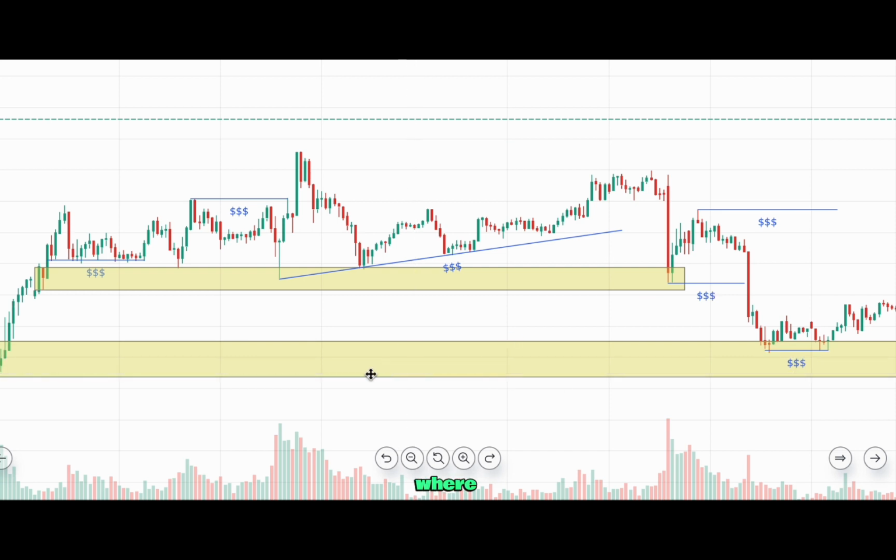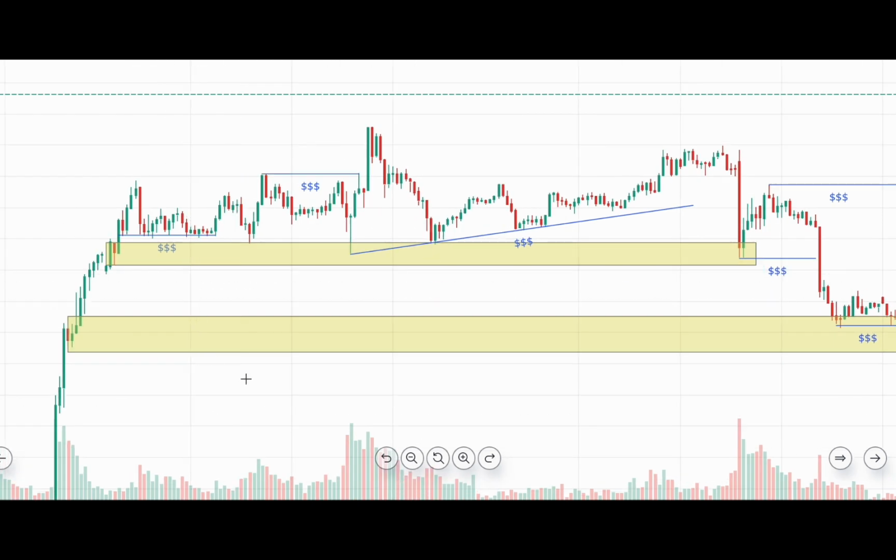And this area is also where the market will seek to rebalance and fuel further movement.